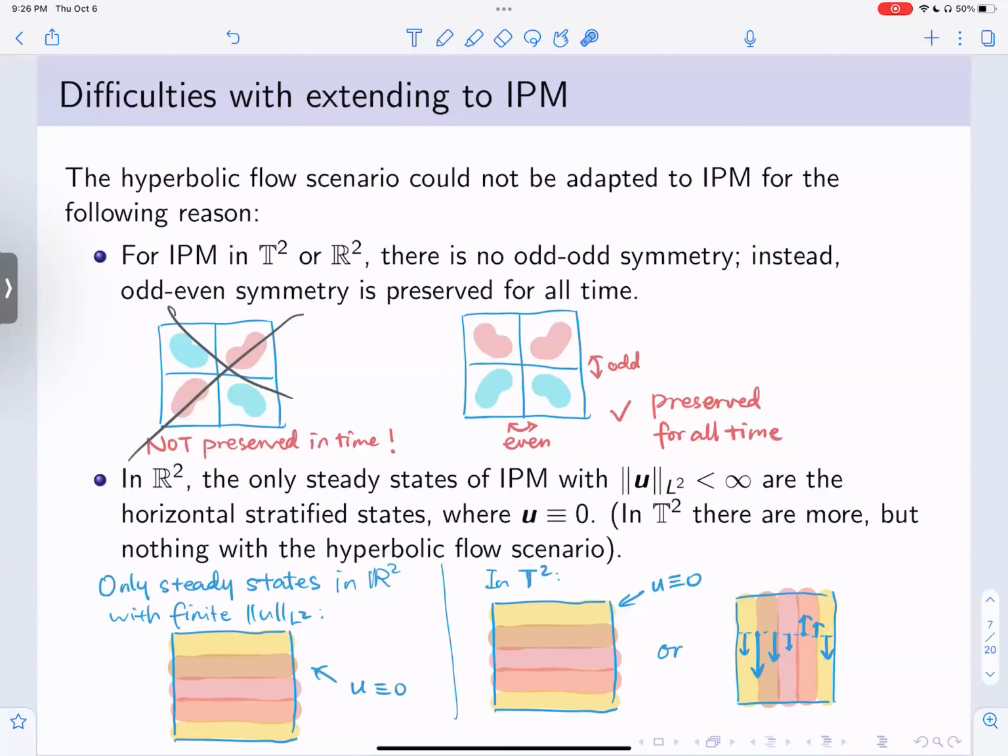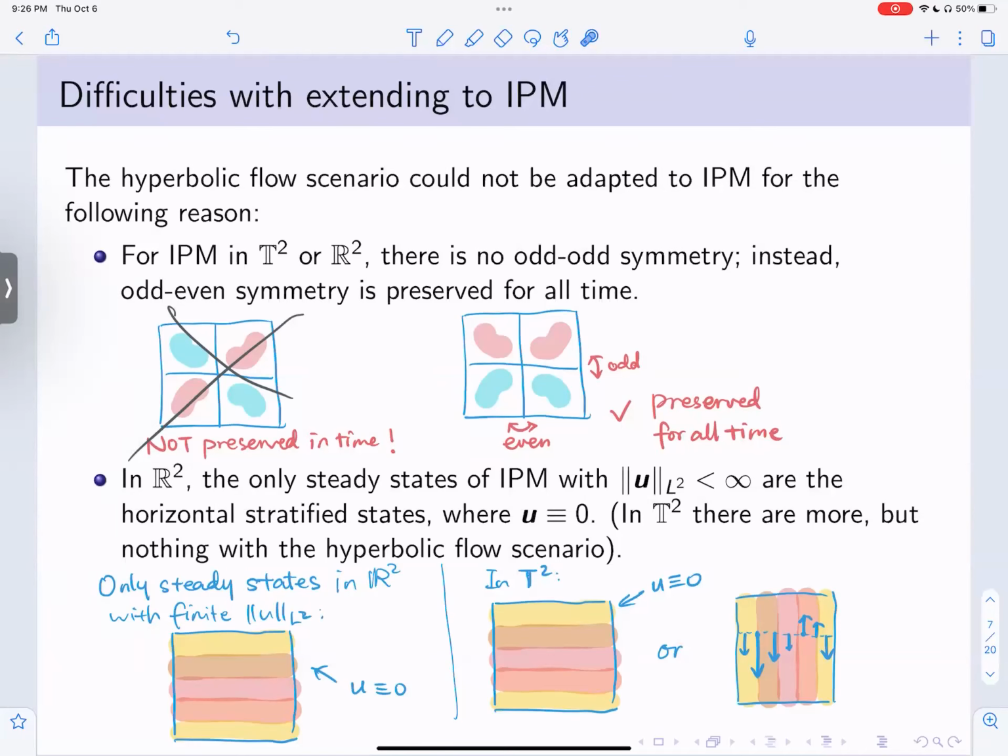However, I would like to describe why it doesn't work to extend these ideas to IPM. Initially we were thinking, can we just use a similar idea to extend these techniques to IPM? And soon we realized that it's not possible, for the following two reasons.